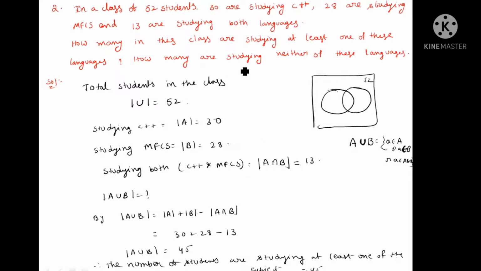Now the second point: how many are studying neither of these languages? Neither of these languages means the number of students who are not studying C++ and not studying MFCS. So they don't study both the languages. So that means A union B bar.